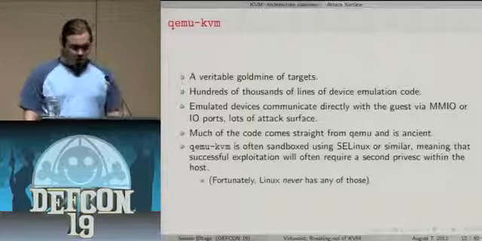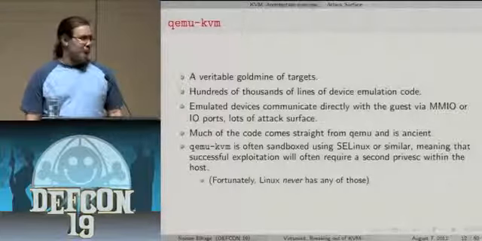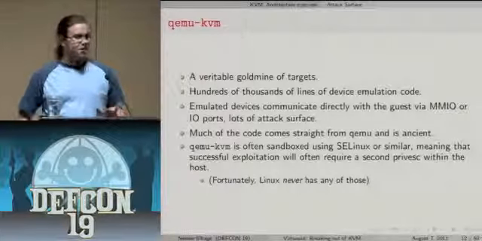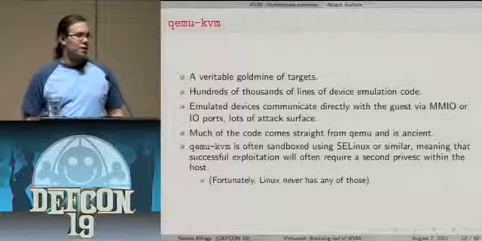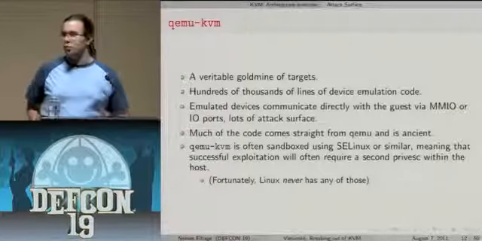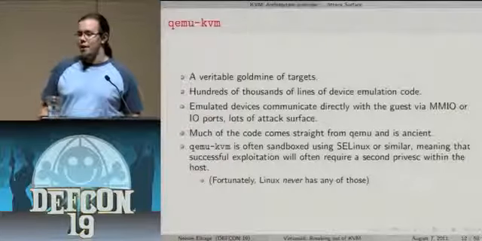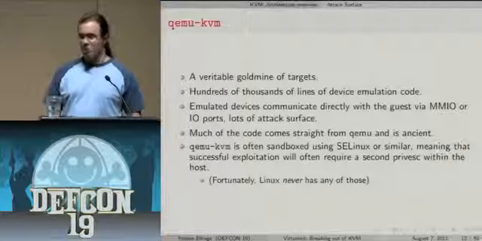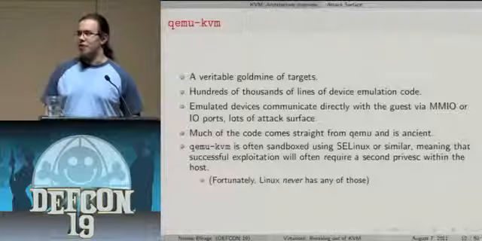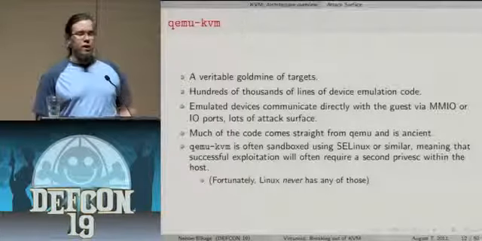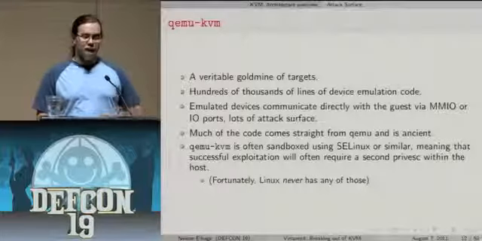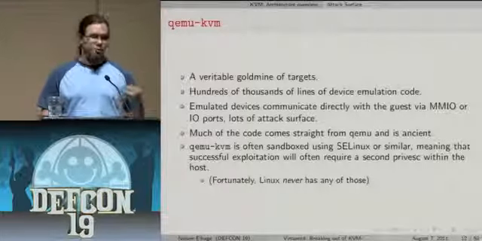The one unfortunate thing about this as attackers is that it is often sandboxed using SELinux or AppArmor or some other technology. And so if we do successfully break out from KVM into QEMU KVM and get code execution in that process, we'll probably need another privilege escalation attack to get full privileges on the host. Fortunately, we're all running Linux, which, as any Slashdot reader knows, has no bugs whatsoever, so we should be safe.